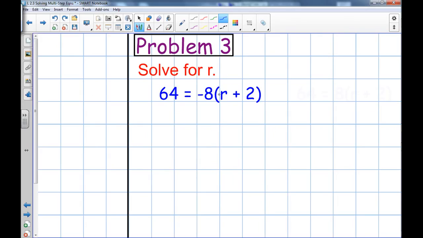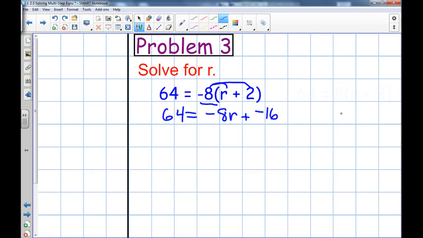Now in this problem, there is another step before we can add or subtract or multiply or divide, and that is to distribute. So we're going to take the negative 8 and distribute that to each term inside the parentheses. Negative 8 times r is negative 8r. And negative 8 times 2 is negative 16. And that's still equal to 64. So the extra step in this problem isn't adding like terms, it's distributing the negative 8. And now this problem is just a two-step problem.